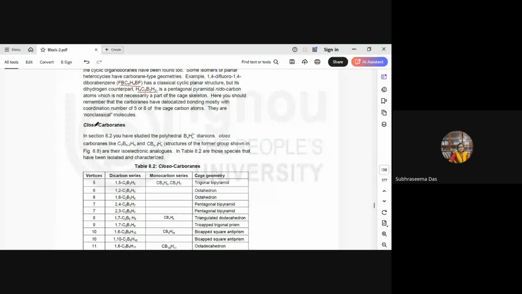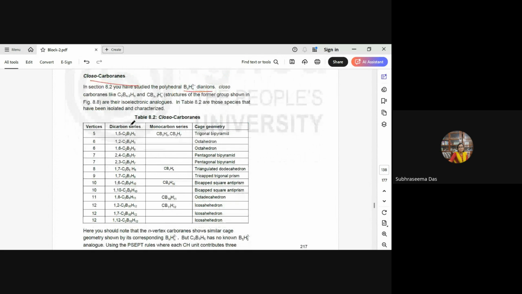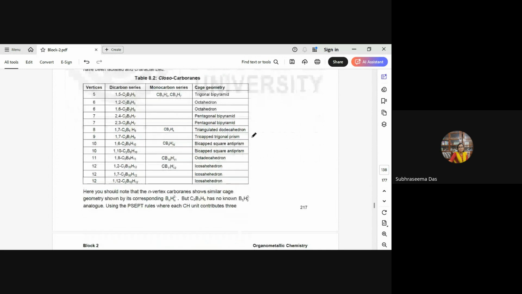So we'll start with closo carboranes. Here we know that BnHn 2 minus are dianions. Closo carboranes are also similar to the closo boranes. So here we can see the dicarbon series for the closo carboranes, with the vertices, and the geometry has been predicted. We should note that the n vertex carboranes show similar cage geometry to the corresponding BnHn 2 minus dianion. But C2B3H5 has no known B5H5 2 minus analog.